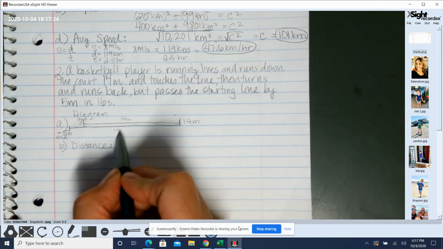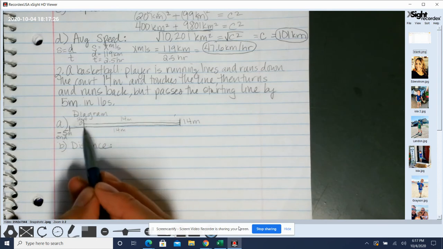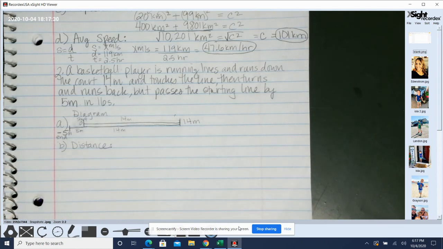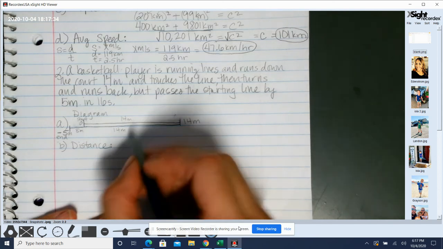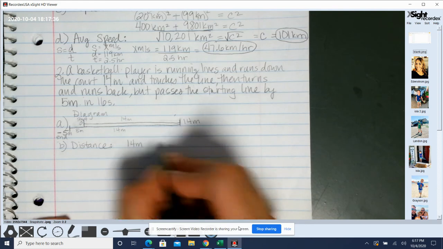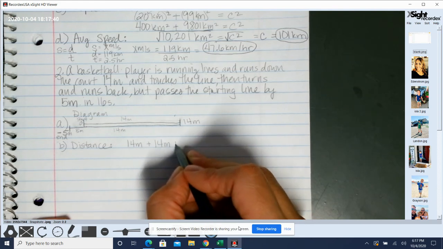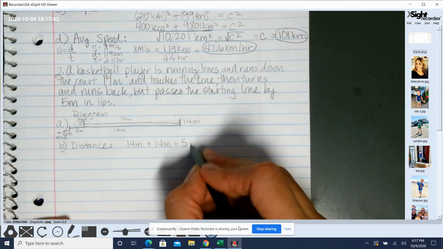They also went 14 meters to get to 0. And then they went another 5 meters, even though it was negative when we're talking number line, it's 5 meters when we're talking distance. So 14 meters there, and then 14 meters back to the starting line, and then an additional 5 meters past the starting line.